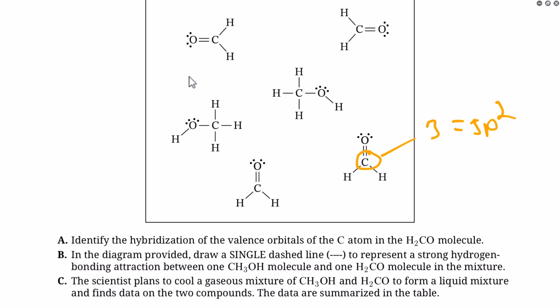Nice entry question there. In the diagram provided, draw a single dashed line to represent a strong hydrogen bonding attraction between one CH3OH molecule and one H2CO molecule. Now, I find that interesting because I'm always under the impression that hydrogen bonding has to occur between two molecules where a hydrogen is covalently bonded to an oxygen, nitrogen, or fluorine here. And apparently they're not under the assumption of that. I need to always go back and maybe refresh that a little bit.